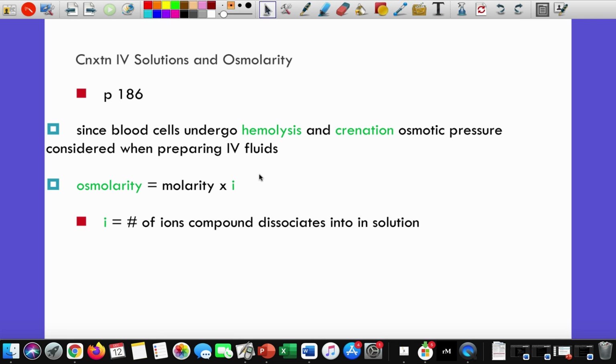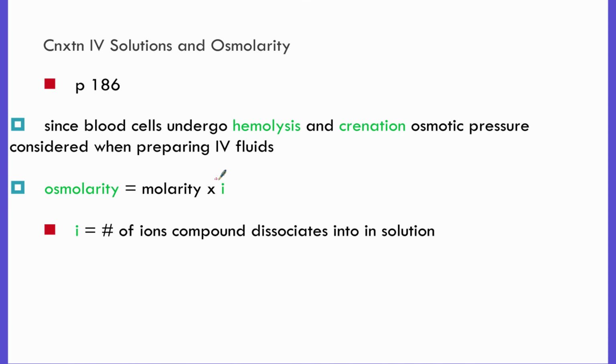So again, all colligative properties depend on the amount of solute that's in the solution. It doesn't really matter what the solute is, it just matters that it's in there, and it depends on how many particles are floating around. So osmolarity is going to involve a new factor, right? I'm going to have this I value that is going to come into play.